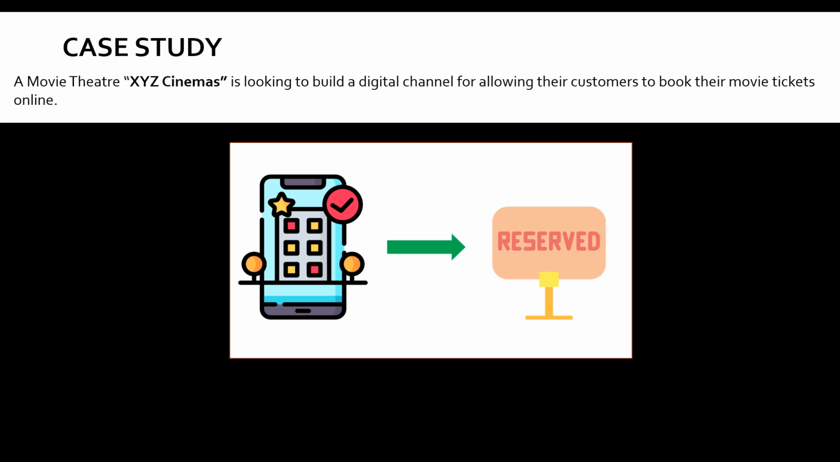To make it easier to grasp the concepts in the answers, we're going to use a case study. In this case study, a movie theater chain called XYZ Cinemas is looking to build a digital channel allowing customers to book their movie tickets online, rather than calling up customer care or standing in long queues and getting their tickets at the ticket counter. So we are going to use this example case study for answering all the questions.